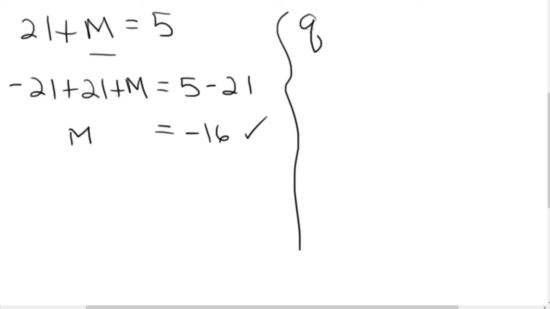We can back check that, and we'll see that 21 minus 16 is in fact 5. This is a good spot to also pause the video and try the following example. Q plus 7 equals 57.